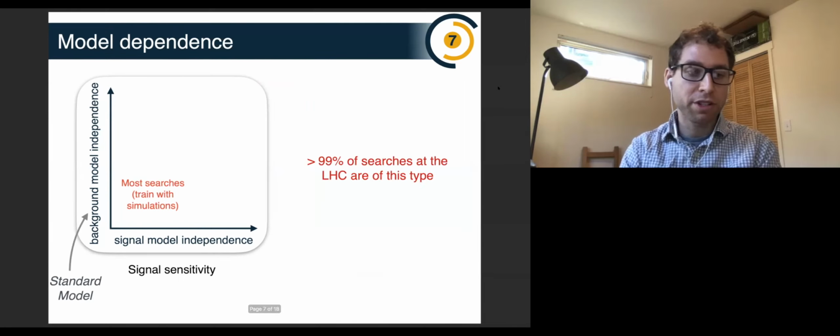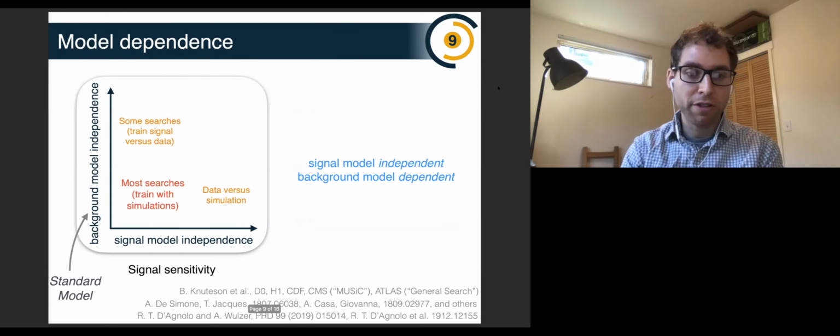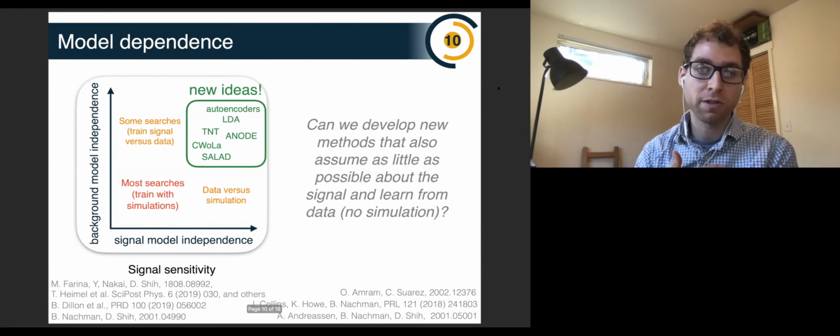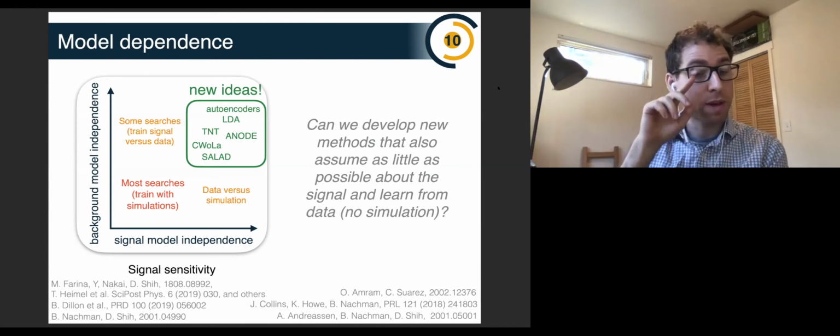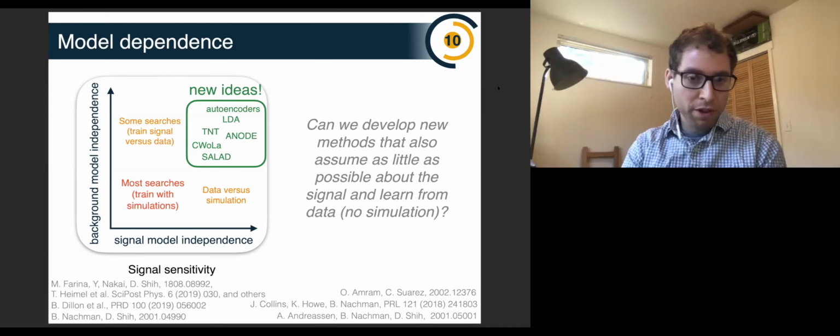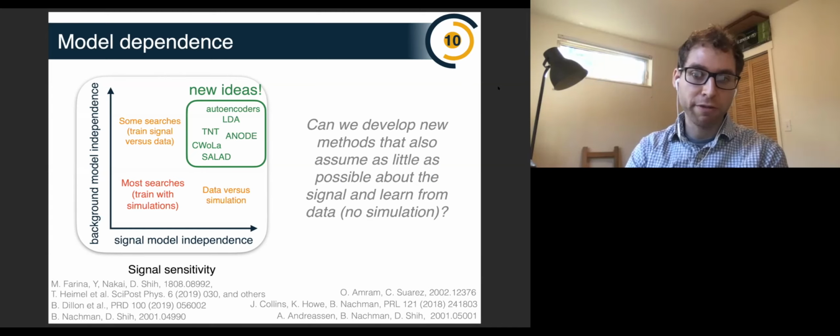And there are a variety of searches that fill out this plane. Most searches, as I said, are rather signal model dependent and background model dependent. But there are a variety of other searches that relax these assumptions. And the kind of search I want to talk about today are ideas that are as signal model independent and background model independent as possible. So to give you a little bit of a flavor, I'm going to focus on one particular search, although there are a variety of methods being proposed in this space.